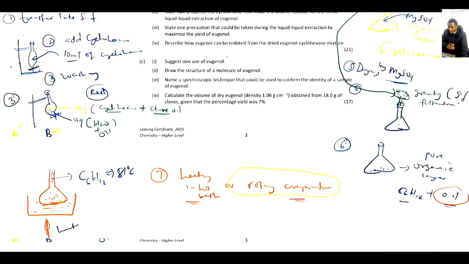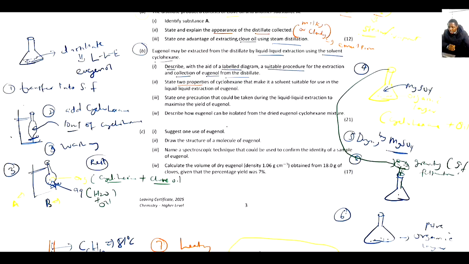So now we have stage 2: properties of cyclohexane that make it a solvent suitable to use in this experiment, that is, in this liquid extraction. Why is it suitable to use in the extraction of eugenol? I've told you what makes cyclohexane unique here, which is C6H12.